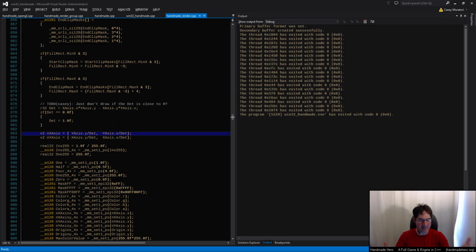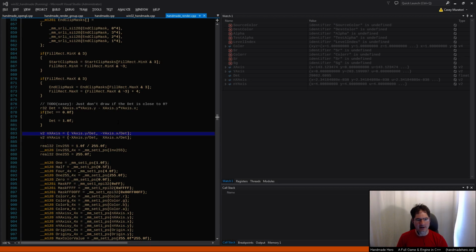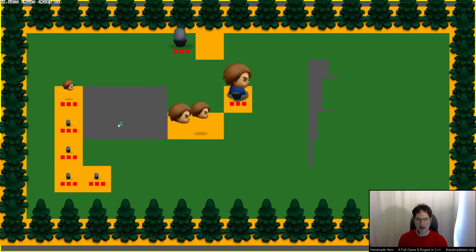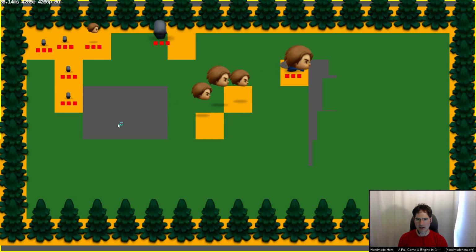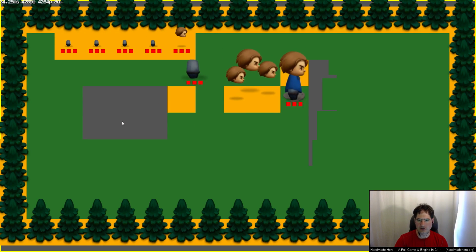But I wish I had just copied the math right. That would have worked the first time. It would have been great. But of course, then I had to stare at it for a while. So now you can see that our software renderer looks a lot closer to our regular renderer.